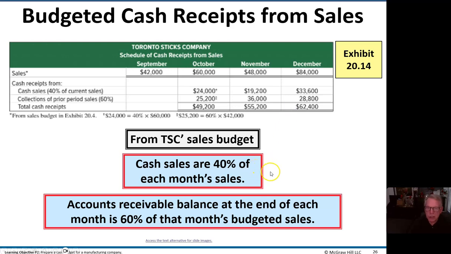So again, cash sales are 40% of each month's sales. Accounts receivable balance at the end of each month is 60% of that month's budgeted sales that we collect in the following month. Okay. You can see why they're showing this with Excel.